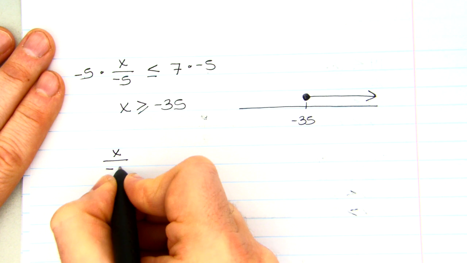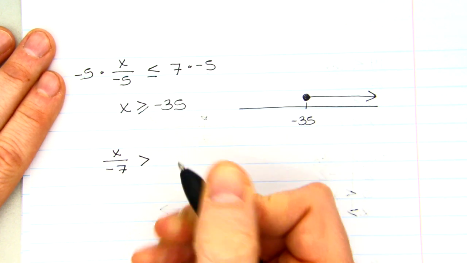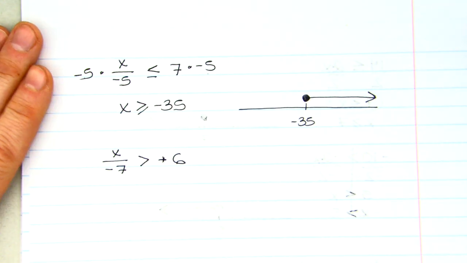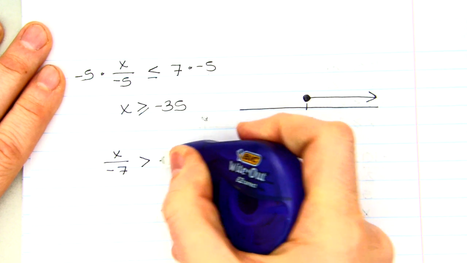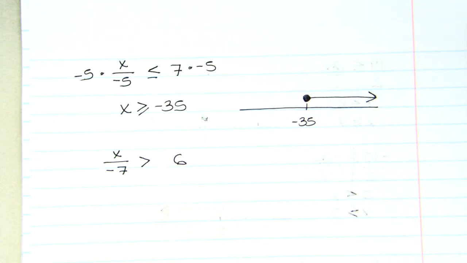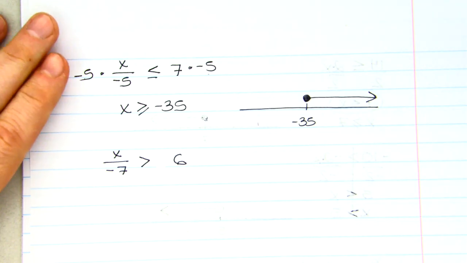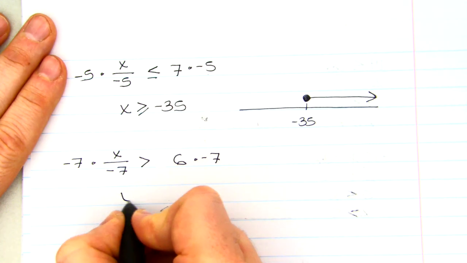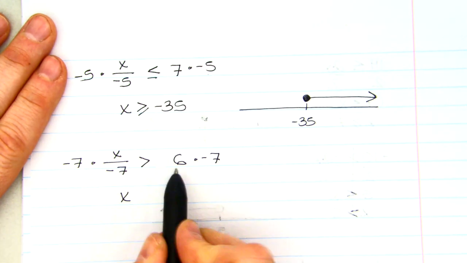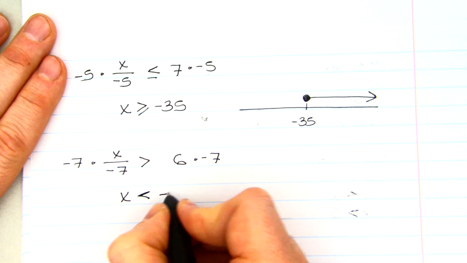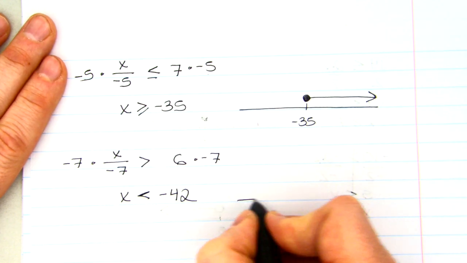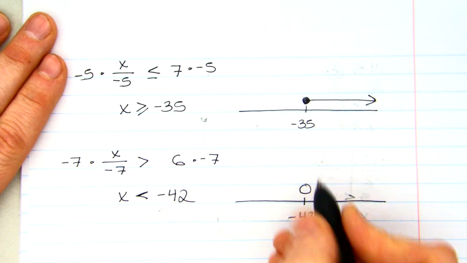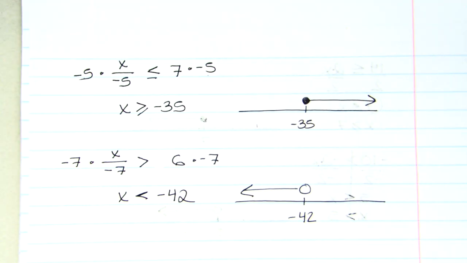x over -7 is greater than 6. You go try this one. Use your calculator and see what you can do. Push pause in the meantime. So we're going to multiply both sides by -7. That's going to give me x. Multiply by a negative, flip that symbol. x is less than -42. Open circle at -42, pointing towards the door.